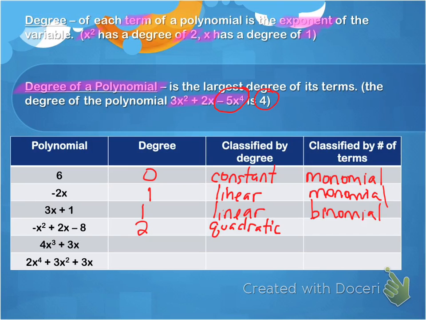And I have 3 terms, so it's going to be a trinomial. This one, I have a degree of 3, and so it's going to be a cubic function. Since I have 2 terms, it's going to be a binomial. And then this last one, degree of 4, which is going to be a quartic function. And then since there's 3 terms, it's going to be a trinomial.